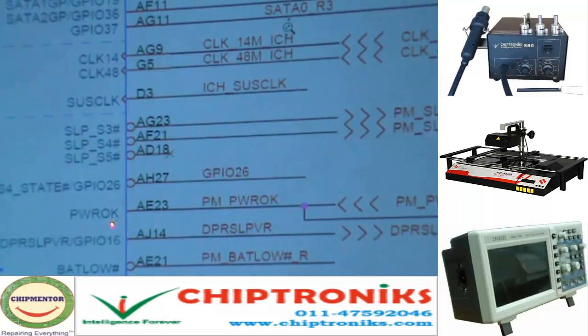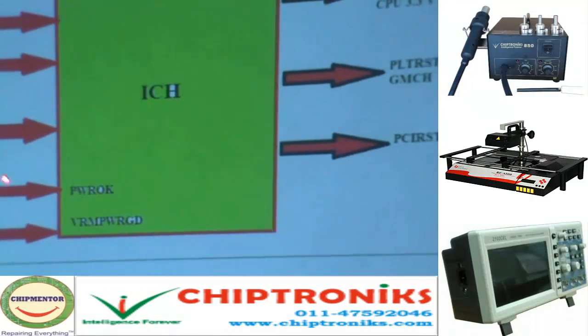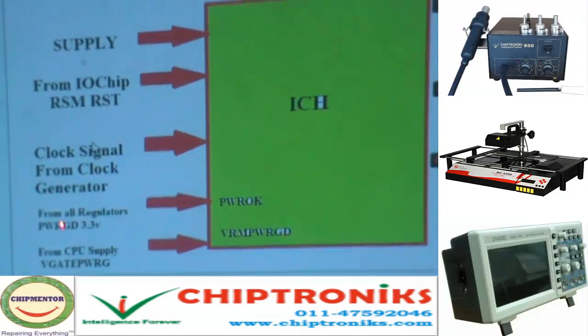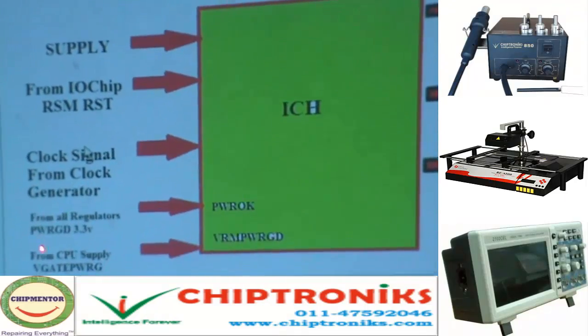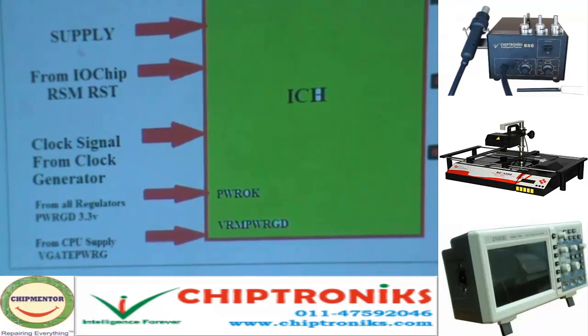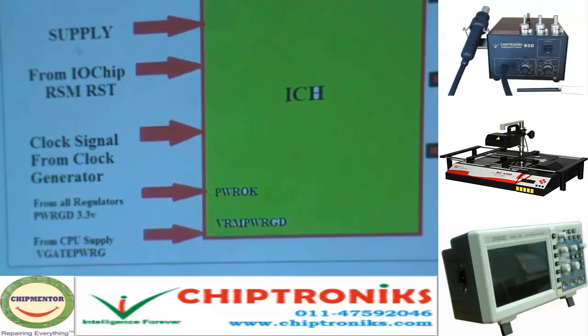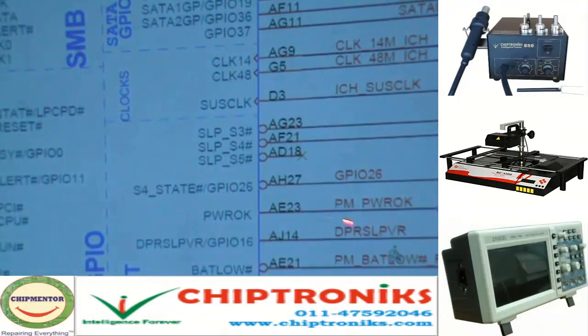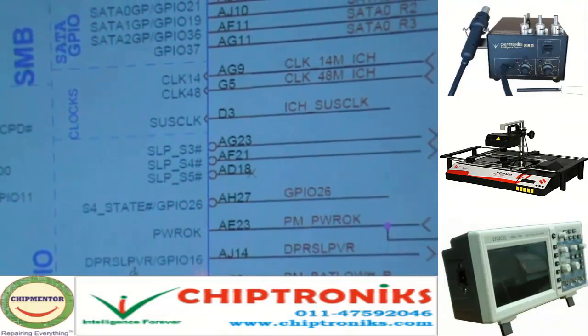Another signal is power OK. As I showed you in the first block diagram, these are the important signals. Power OK, power good signal from all regulators, 3.3 volt. These are the important signals. Power OK and deep sleeper.